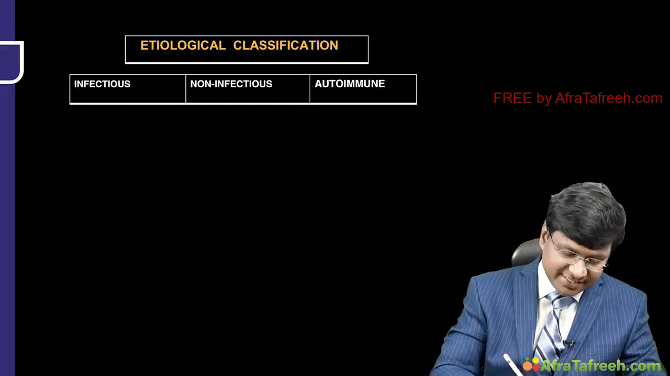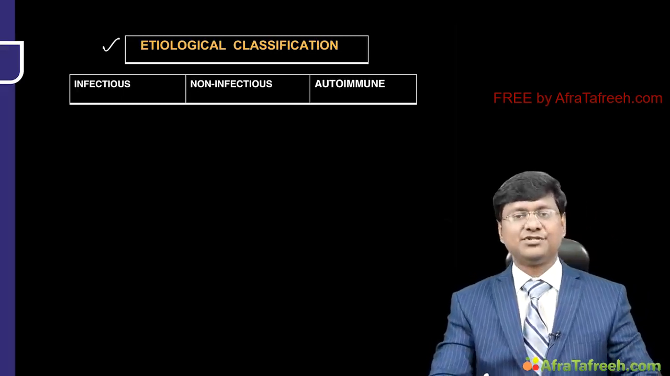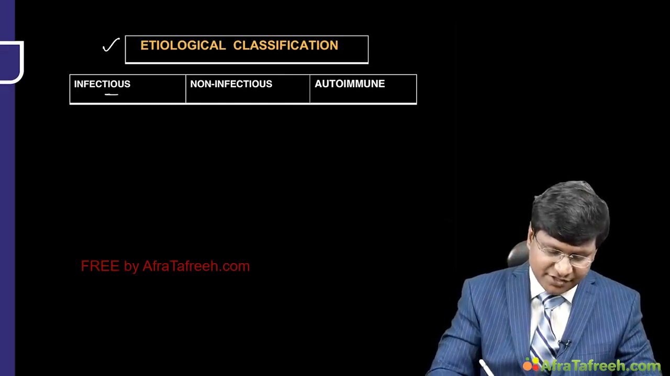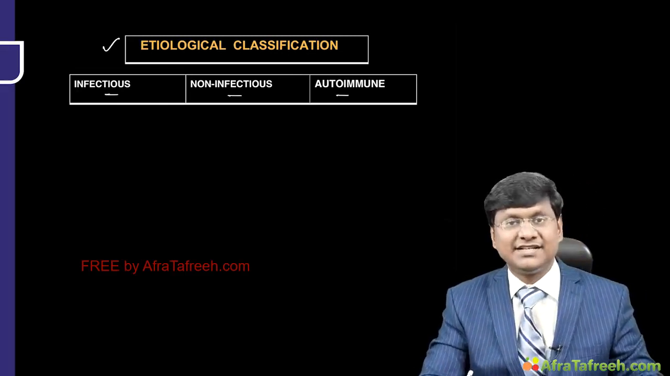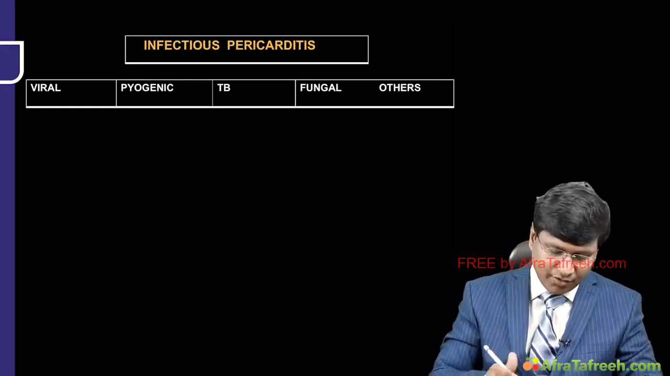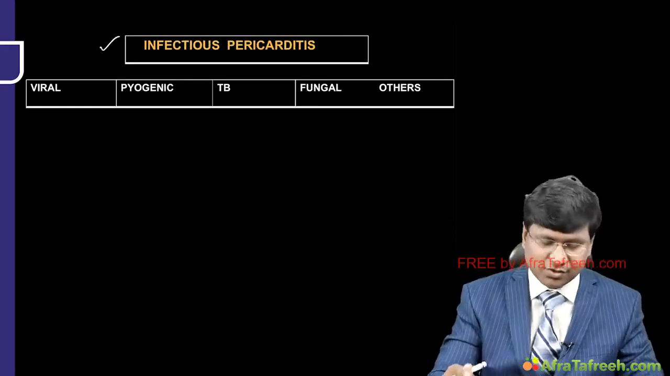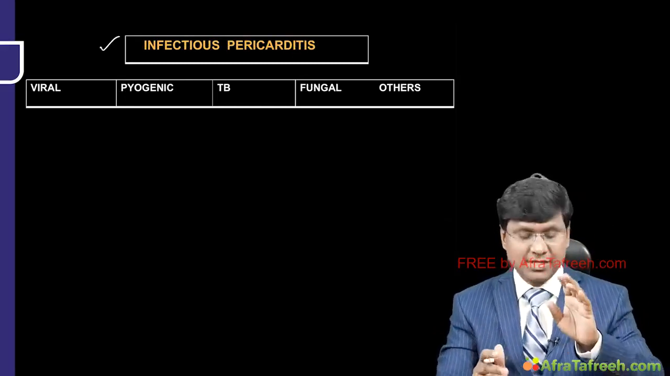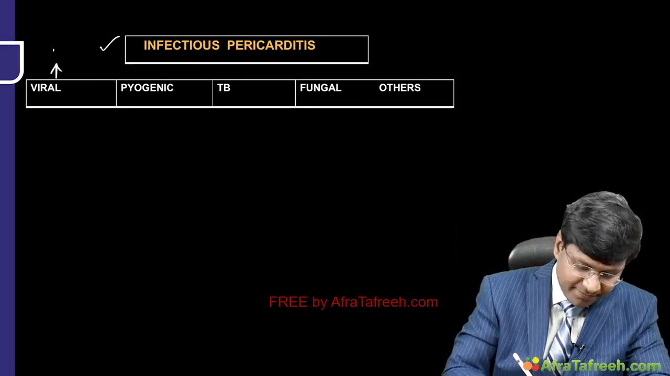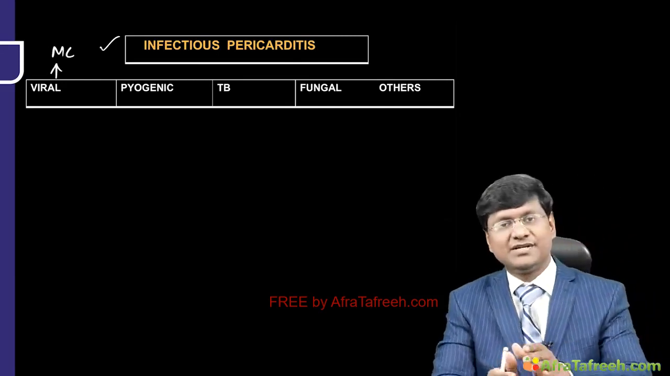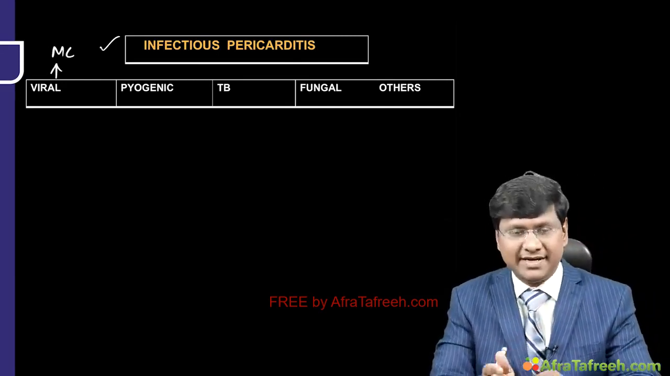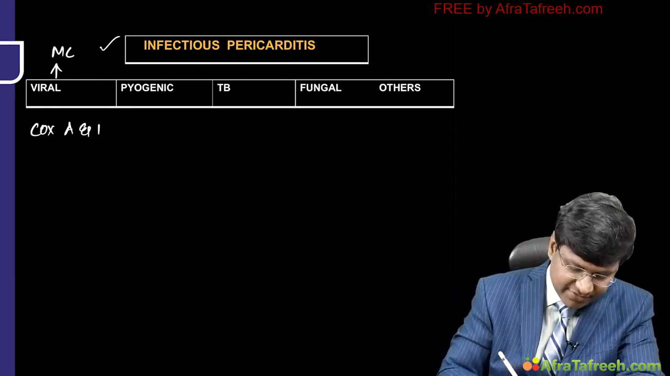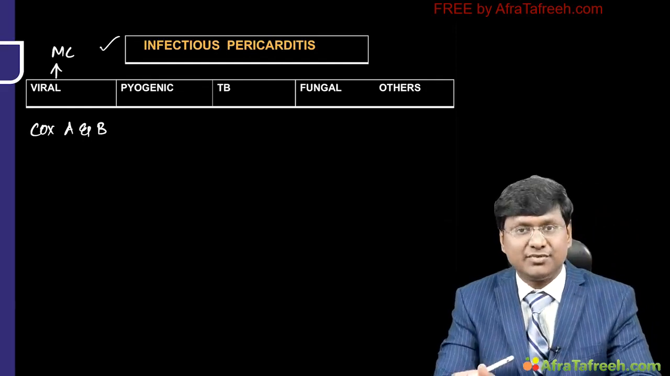Now let me take up the discussion of the etiological classification of pericarditis. In the etiological classification, we have infectious, non-infectious, and autoimmune conditions, out of which let's take the infectious causes for pericarditis. The most common will be the viral etiologies. Among the viral etiologies, these include Coxsackie A and B virus. That is the most common virus.